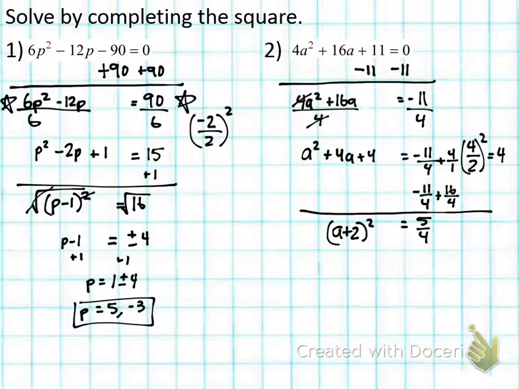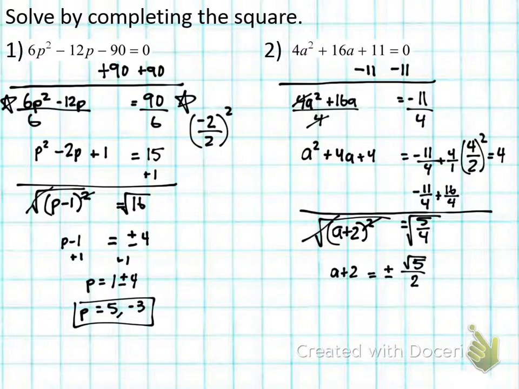We're going to take the square root of both sides. Got a plus 2 left on the left side. On the right side we have two answers, positive and negative. What's the square root of 5? Do we know what the square root of 5 is? No, we're going to leave it like that. Square root of 5. And then what's the square root of 4 in the denominator? 2, right? So we have a denominator of 2.